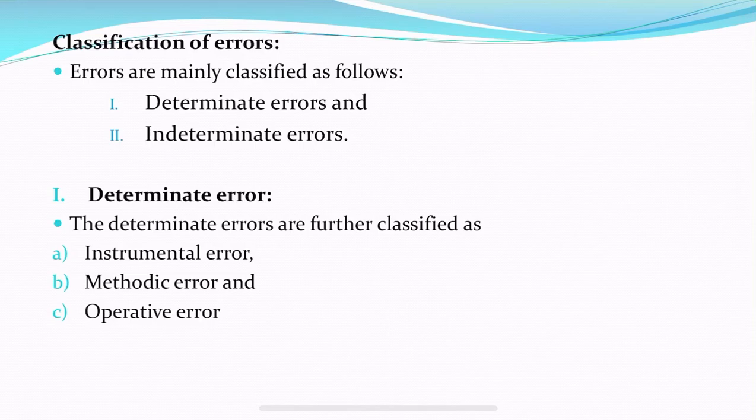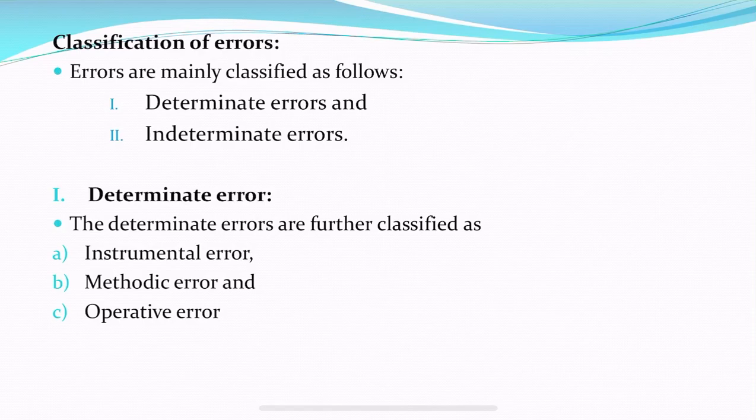Hello my dear students. So in my previous class I started explaining about errors in quantitative analysis, right? So I defined what is meant by error. Error is defined as the numerical difference between the observed or measured value, which is represented as x naught, and the expected or true value, which is represented as xe.